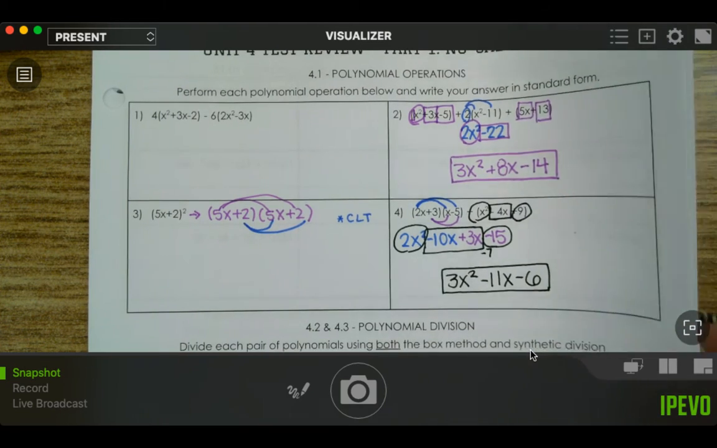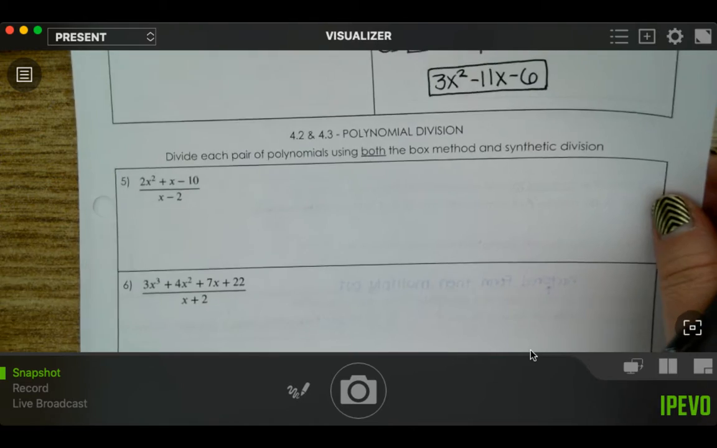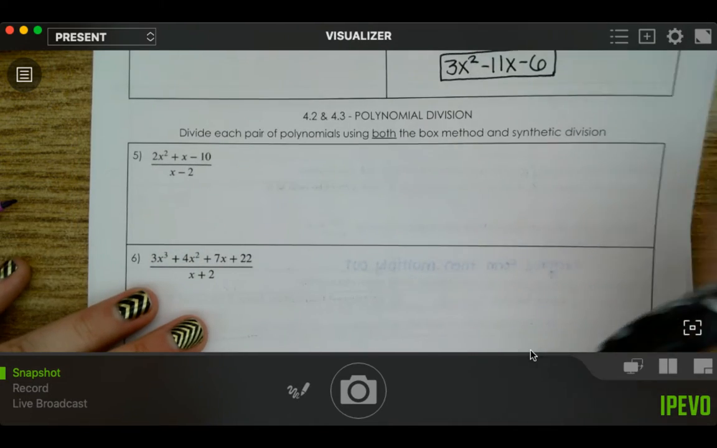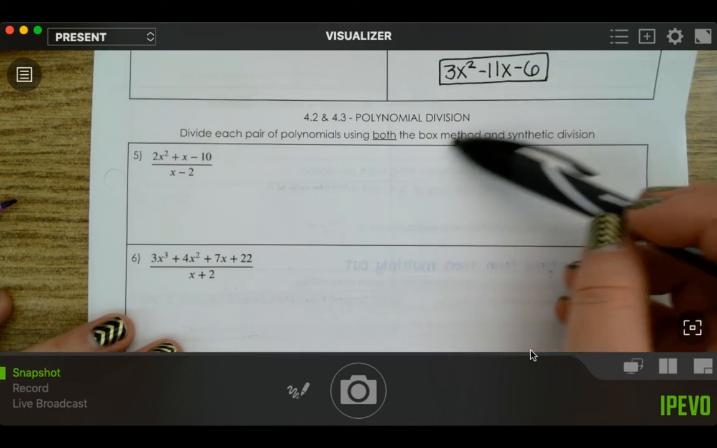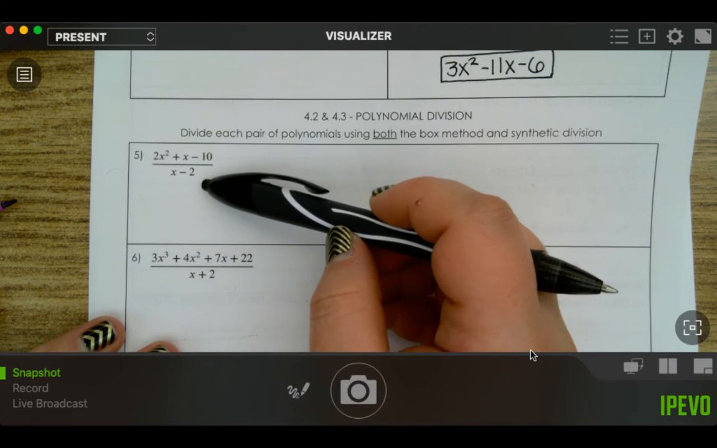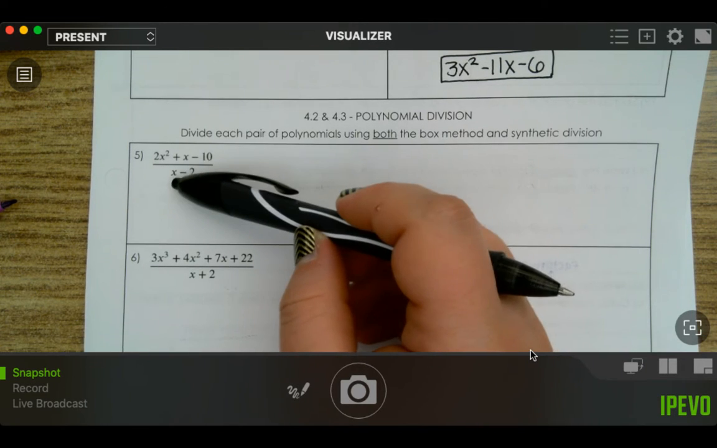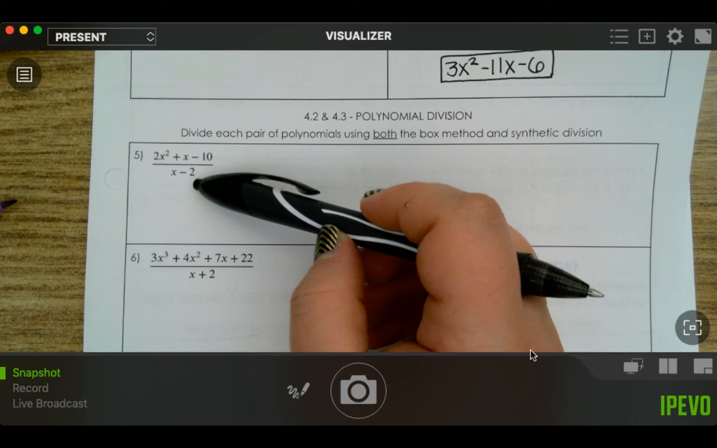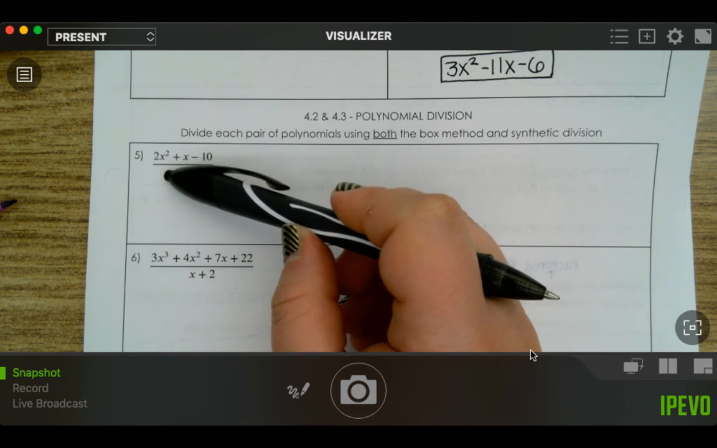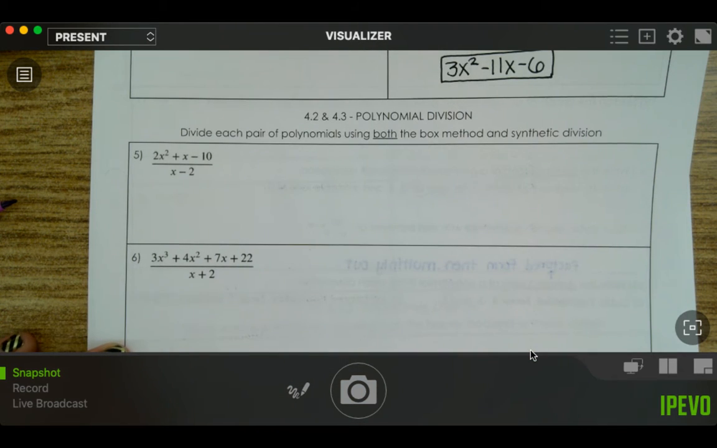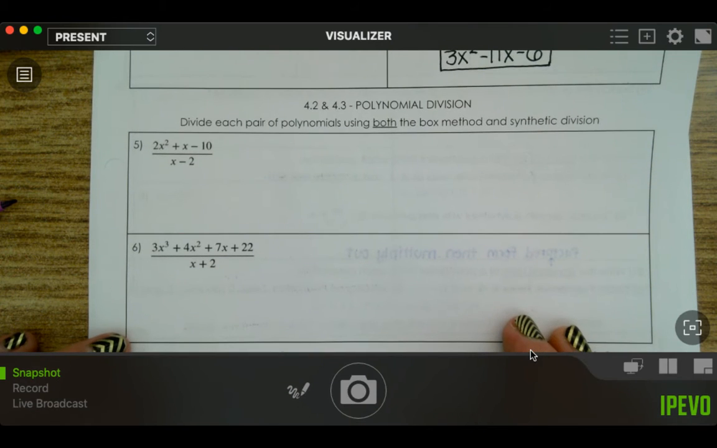All right, and then moving on to the division. One reason why you need both the box method and synthetic is synthetic only works if this is x and a number. It doesn't work if this is x squared or if it has a number in front of x. I'm going to do number 6, but number 5 works very similarly.